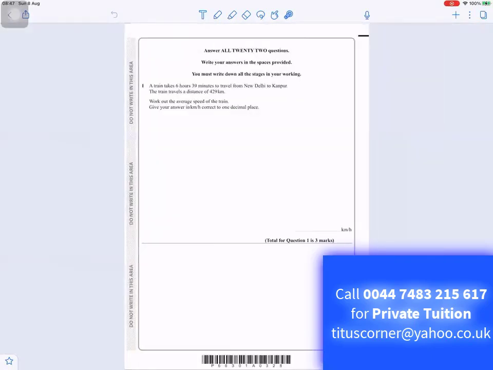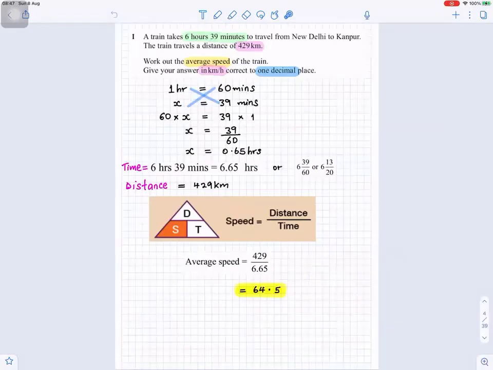Question number 1. A train takes 6 hours, 39 minutes to travel from New Delhi to Kanpur. The train travels a distance of 429 kilometers. Work out the average speed of the train. Give your answer in kilometers per hour, correct to 1 decimal place.